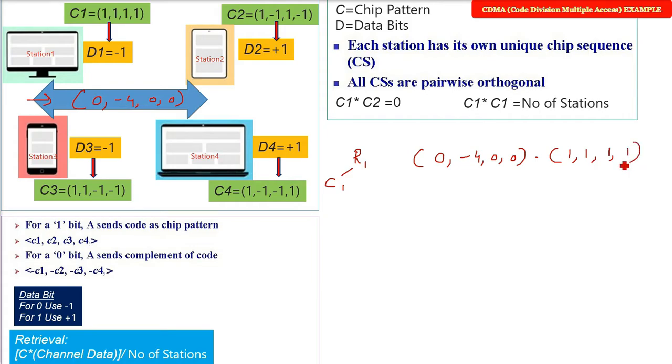What will it be? 0 into 1, 0. Negative 4 into 1, negative 4. 0 into 1, again 0. 0 into 1, 0. Now just add them. What do you get? Negative 4. Now you have to divide it by the number of stations. There are 4, so divide by 4. You get negative 1, and this negative 1 was sent by station 1. You have to do this for every station. This is how code division multiple access works. This is an easy scenario, but in practice it goes for a long code. Thank you so much.